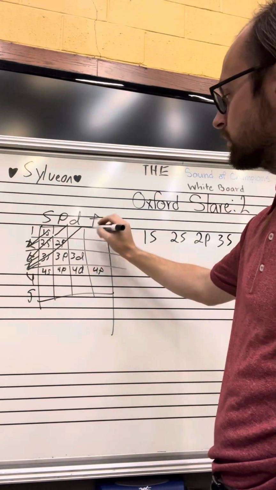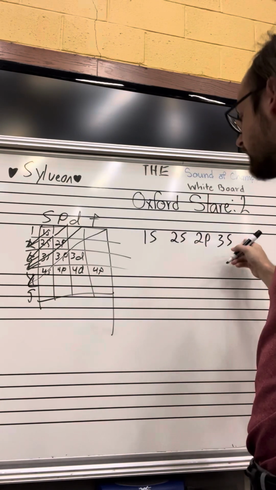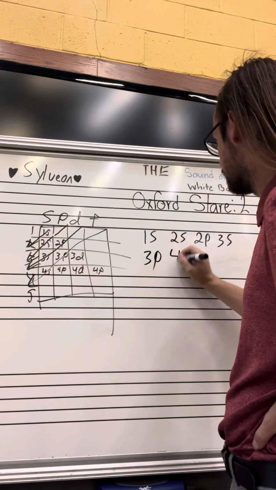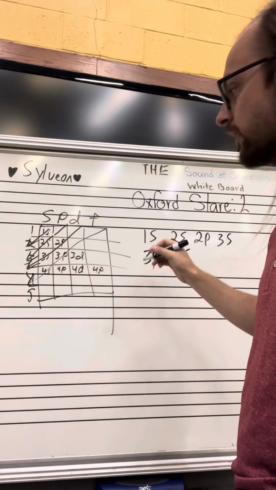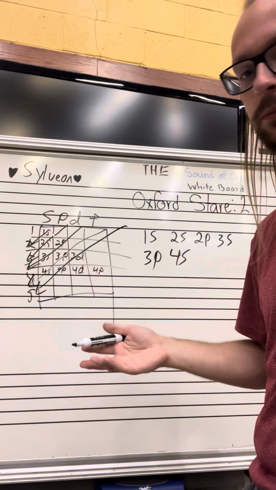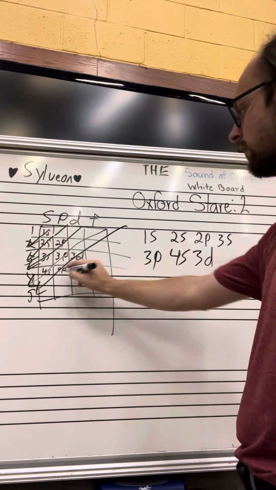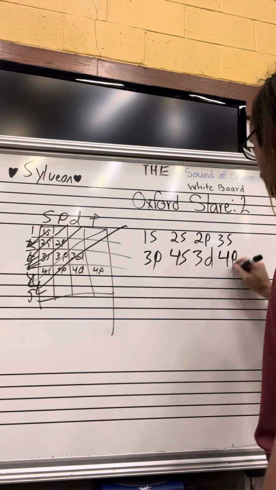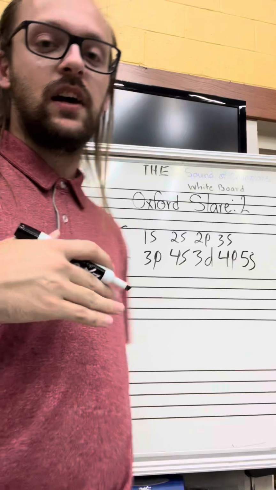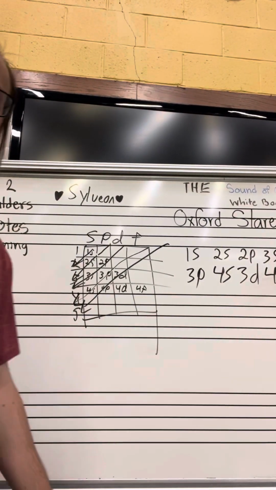Then, after 3s, we go to the next diagonal. After 3s, it's 3p, 4s. After this, we go down the next diagonal. We keep on doing this until we hit whatever we end up with. We'll talk about that in a second. Next is 3d, 4p, and then 5s. Now, if you go past 5s, you may have a really high elemental number.